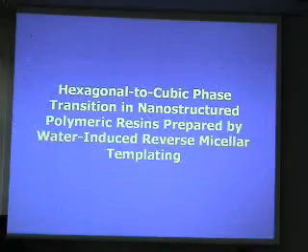So we're going to move to the third one, the hexagonal to cubic phase transition in nanostructured polymeric material prepared by water-induced reverse micellar templating.